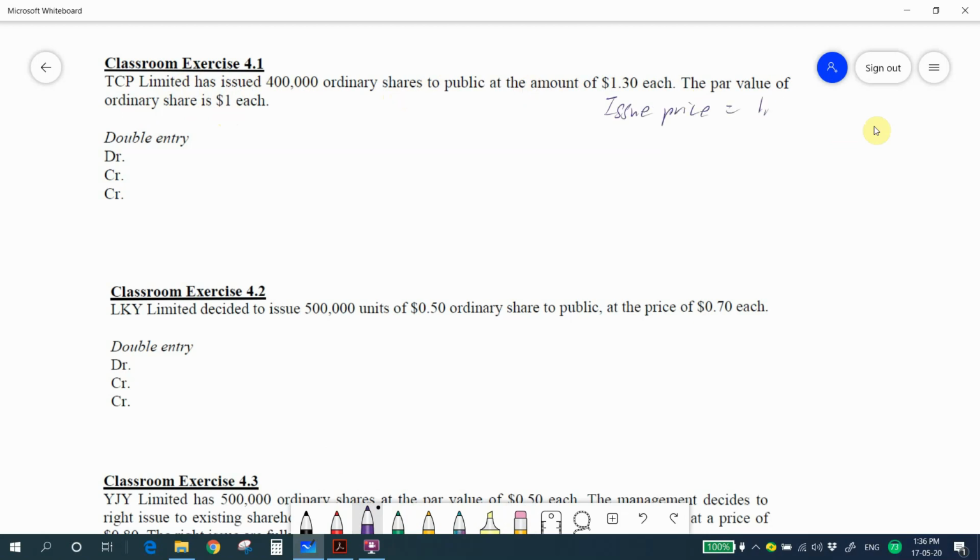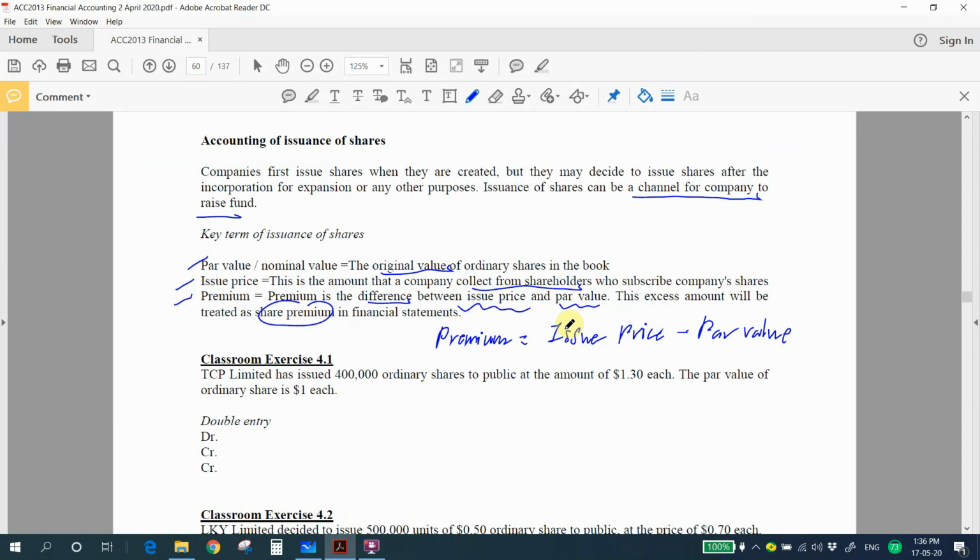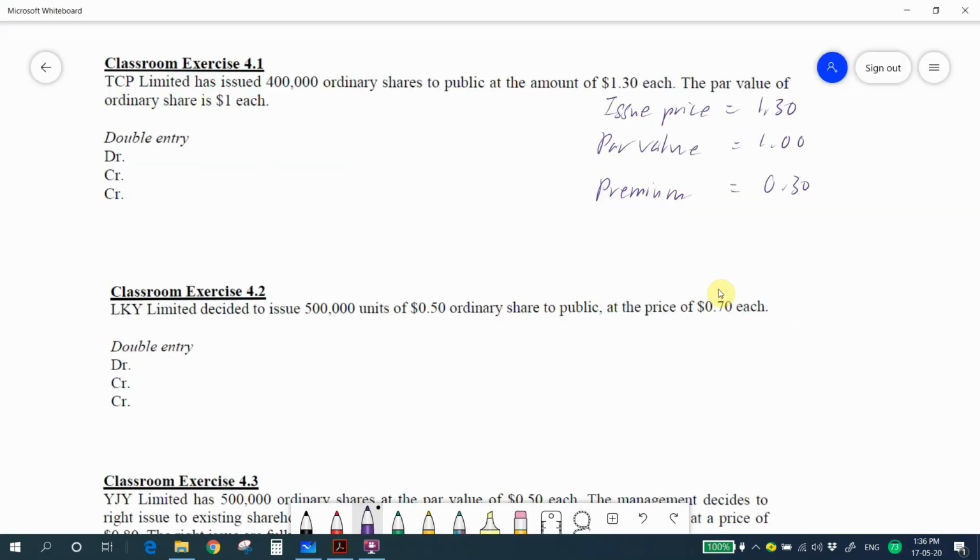The issue price is 1.30. The par value is 1. So the share premium is how much? It is 30 cents per share. See the formula again: premium equals issue price minus par value. Basically, issue price is the highest amount, so we use the issue price minus par value and we can get the premium.